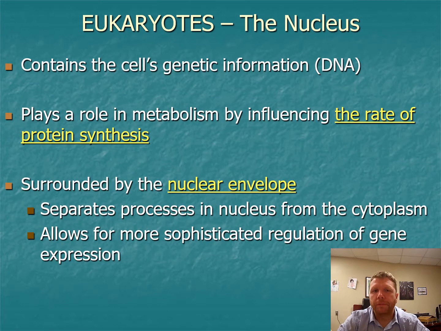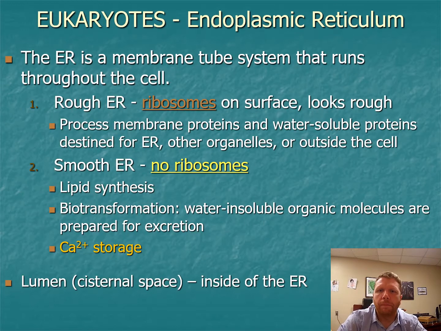Now, the nucleus is going to contain the cell's genetic information, your DNA. It's going to play a role in metabolism by influencing the rate of protein synthesis. It's going to be surrounded by the nuclear envelope, and that nuclear envelope serves analogously to the plasma membrane in the sense that it's going to separate processes in the nucleus from the cytoplasm. This is going to allow for more sophisticated regulation of gene expression. So this is going to tightly control which genes are turned on and which genes are turned off, and when they need to be turned on and off.